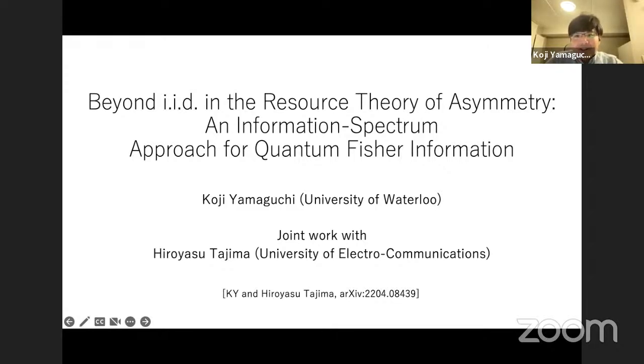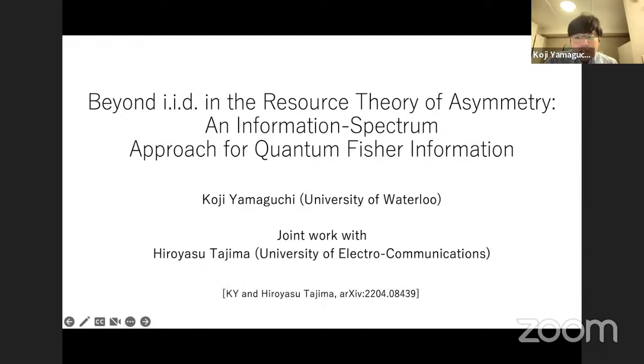Today I'm going to tell you about our recent work on the resource theory of asymmetry in the non-IID regime. The resource theory of asymmetry is a branch investigating energy coherence, and the target of the study is a general asymptotic theory for the limitations on the distillation and dilution of energy coherence. To obtain this result, we constructed an extension of the information spectrum method that is valid for quantum Fisher information, which is the standard measure of energy coherence.